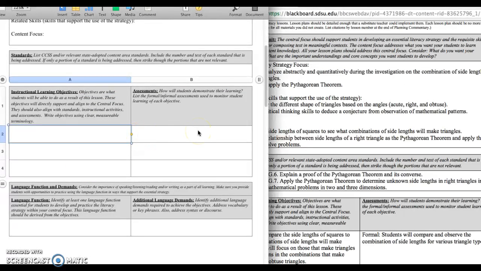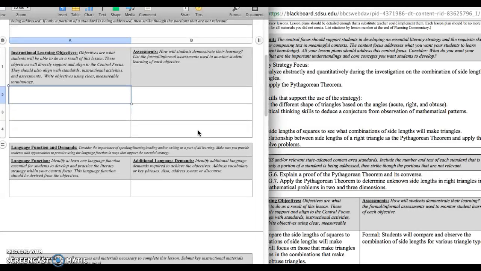Then to the right, we have assessments. So this is basically how are we going to find out how well the students are grappling with the information. This could be formal assessments or informal assessments. A formal assessment would be students passing in paper, like an exit ticket or something like that. And an informal assessment would just be walking around the room, listening on group work.